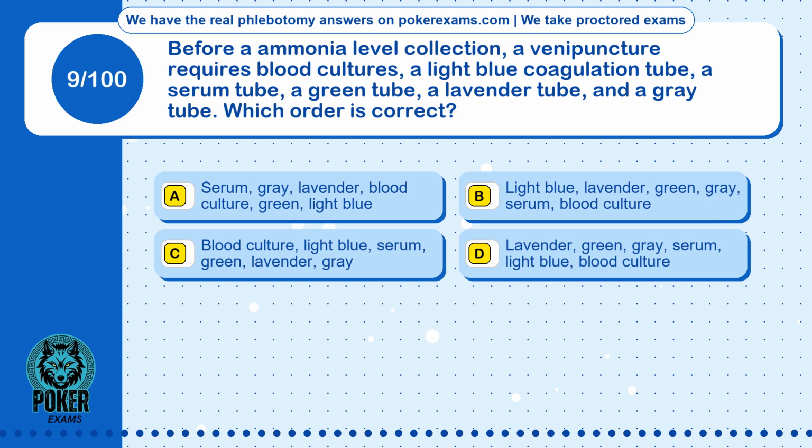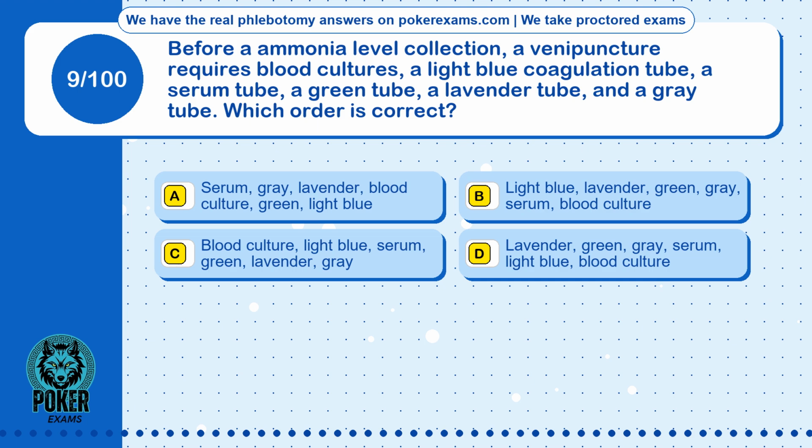Question 9. Before an ammonia level collection, a venipuncture requires blood cultures, a light blue coagulation tube, a serum tube, a green tube, a lavender tube, and a gray tube. Which order is correct? Option A. Serum, gray, lavender, blood culture, green, light blue. Option B. Light blue, lavender, green, gray, serum, blood culture.